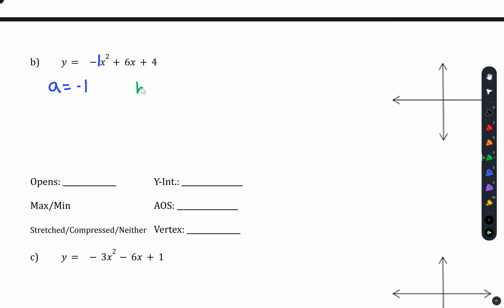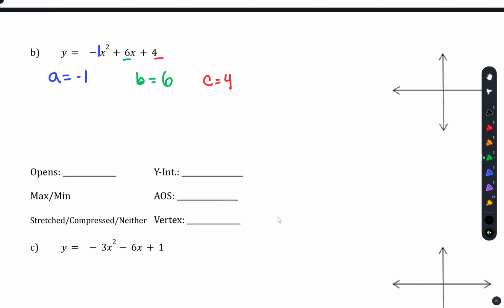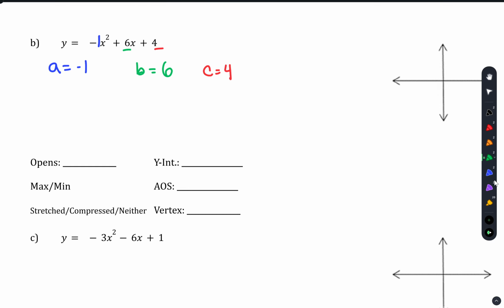B value. You have a question? Oh. B? Yeah, B is 6. And C is 4. Perfect. Okay. Now let's talk about the shape. Does this graph open up or down? Down, because A is negative.